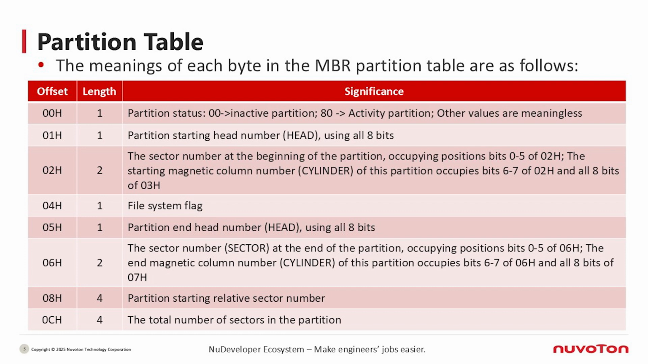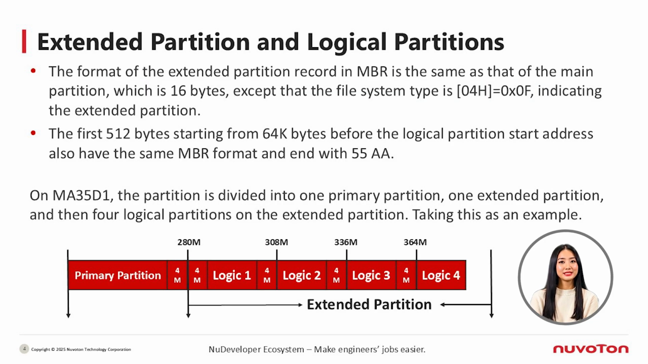05H is the end of partition head number, occupying 1 byte. 06H is the end sector number of the partition, occupying 2 bytes. 08H is the relative sector number at the beginning of the partition, occupying 4 bytes. 0CH is the total number of sectors in the partition, occupying 4 bytes. The format of the extended partition record in MBR is identical to that of the primary partition. Each entry is 16 bytes in size, and the value of the file system type at the offset 04H is 0x0f, indicating the extended partition.